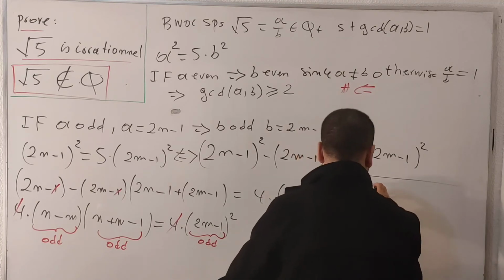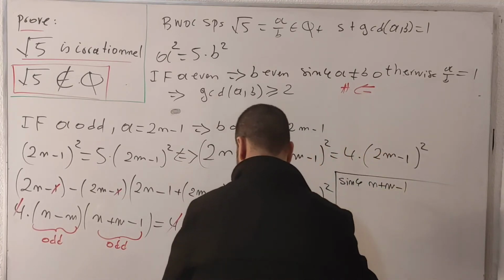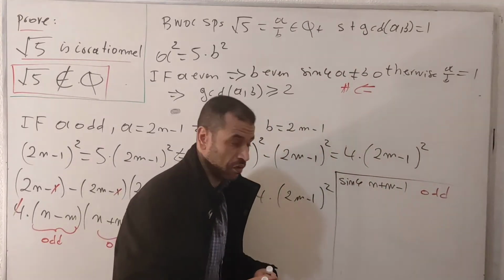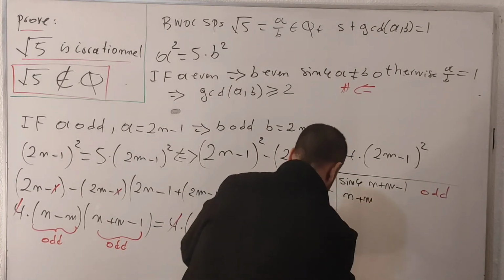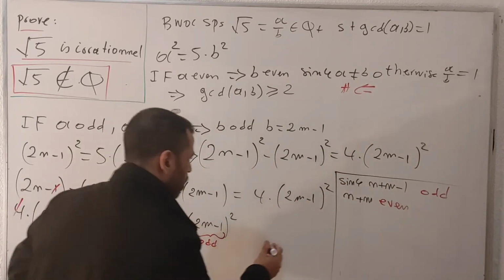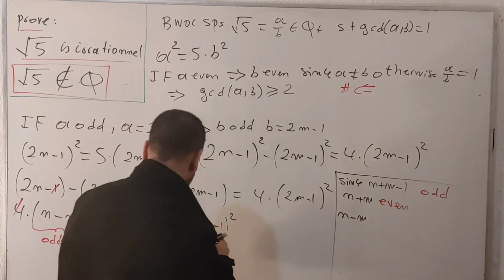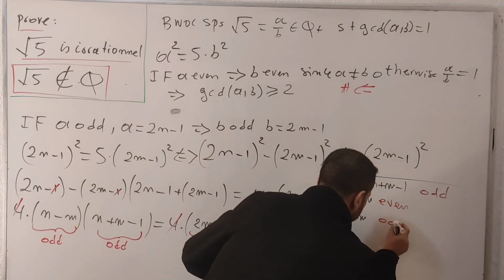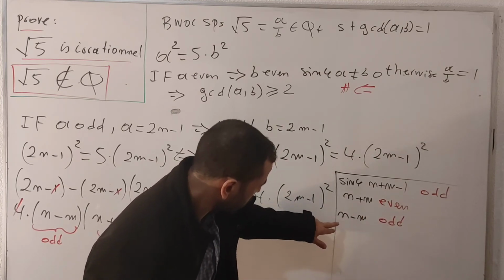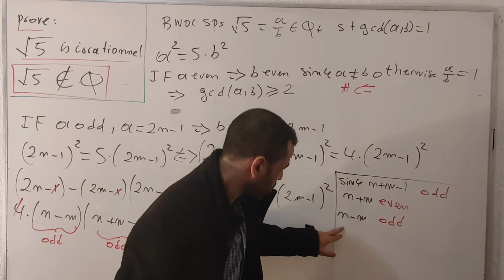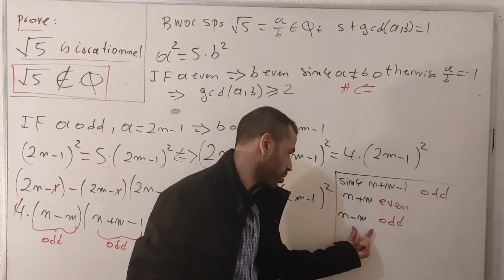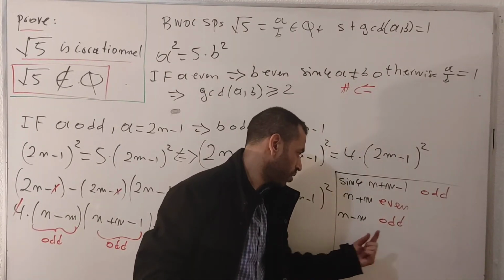Since we have n plus m minus 1 is odd, that means n plus m is even. And we also have n minus m is odd. If you take a look carefully at both terms, especially the second term, n minus m is odd. That means one of these terms must be odd, because you cannot have both terms odd, because odd minus odd gives even. So we have odd.